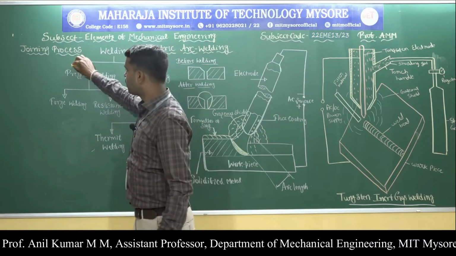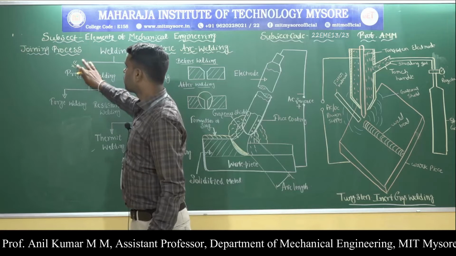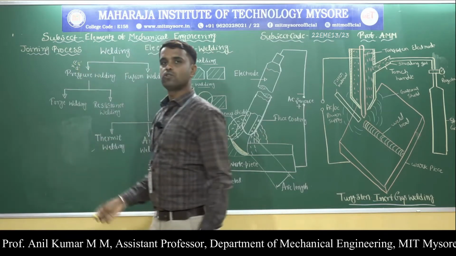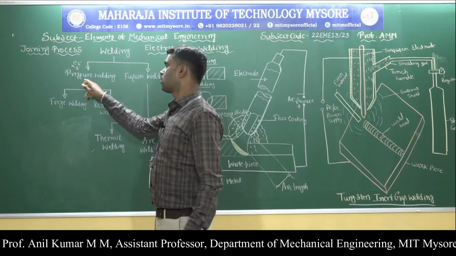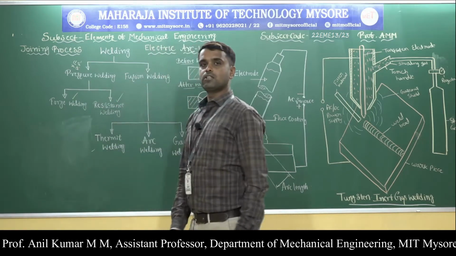Here we are not using any filler material; instead, we use external pressure to join the two metal pieces. That process we call pressure welding. Examples are forge welding and resistance welding.